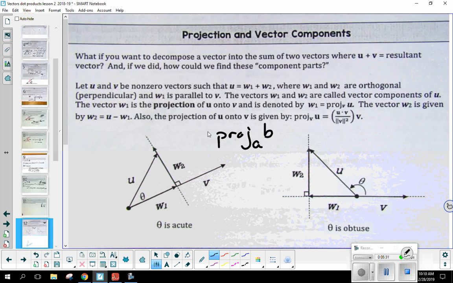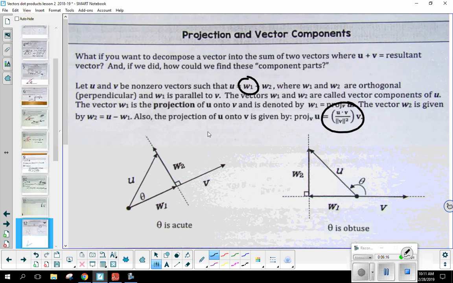Okay, and we kind of talked about this yesterday. You remember how we had those two components, W1 and W2, and I kept saying, which one is always parallel? We said W1, and W2 was always perpendicular. Well, that's what's talked about right here in this paragraph. So let's see what it says. What if you want to decompose a vector into the sum of two vectors where u plus v equals the resultant? And if we did, how could we find those component parts? Let u and v be non-zero vectors such that u is equal to W1 plus W2. Now, when you use this formula, the projection of one vector onto another, this is what you're finding: W1. That is the vector that's parallel to the vector being projected onto.